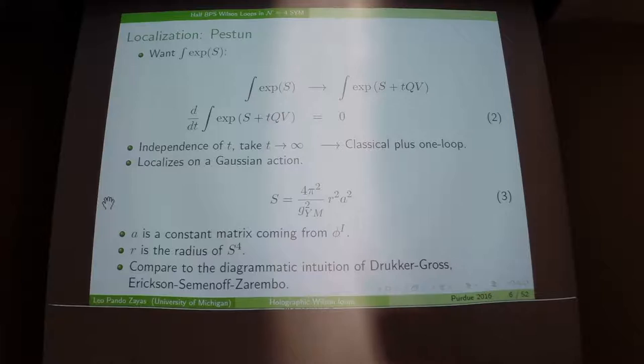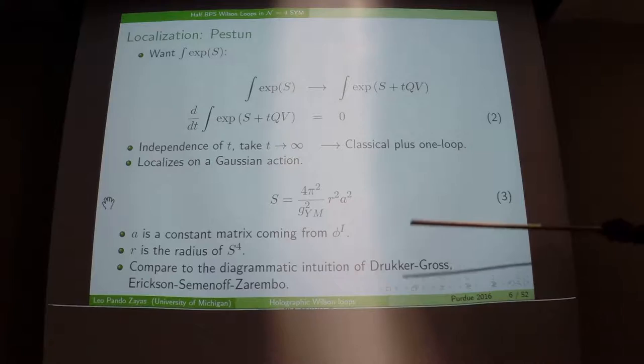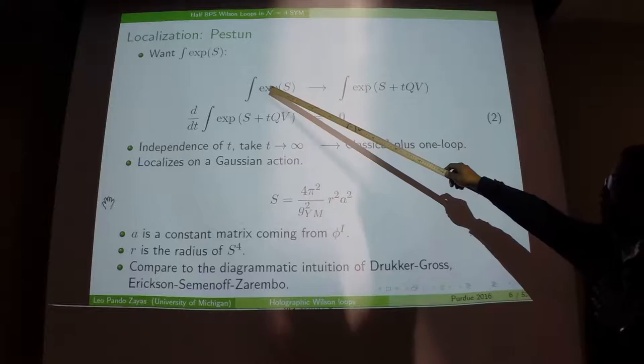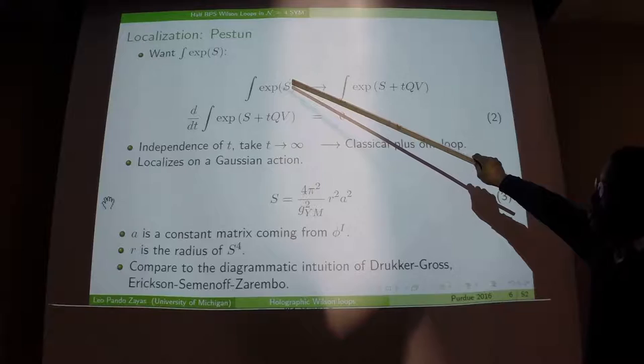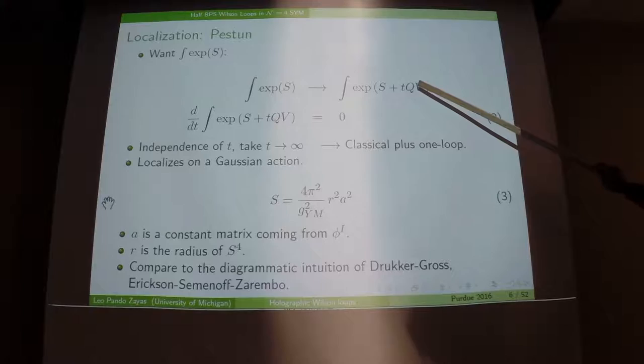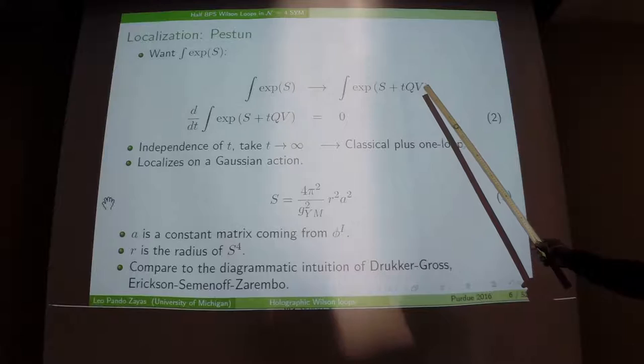So Pestun proved the Gaussian matrix model conjecture, and his proof involved localization. So essentially, very briefly, if you want to compute some expectation value, you can insert some operator, and you have some off-shell supersymmetry by which you can deform your action, okay? Then if Q squared is, this is Q, too close.